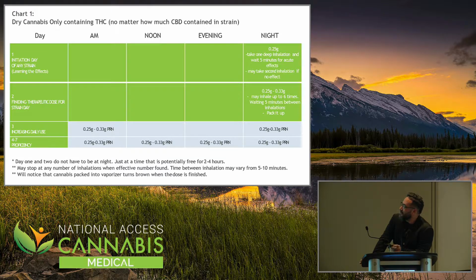Okay, so day 1, this is for dry cannabis only, no matter how much CBD is in here. We're going to base this dosing off of THC because that's the one that really plays an effect. Of course, if they're using CBD, you would use the same starting point, but you're not so worried because you're not going to get that psychoactive effect.